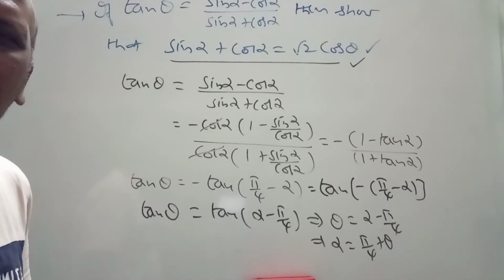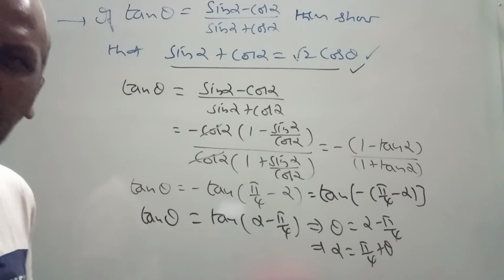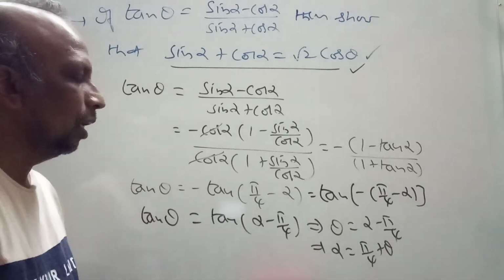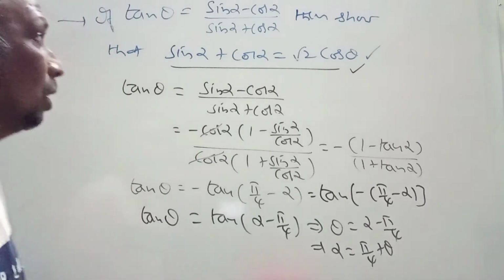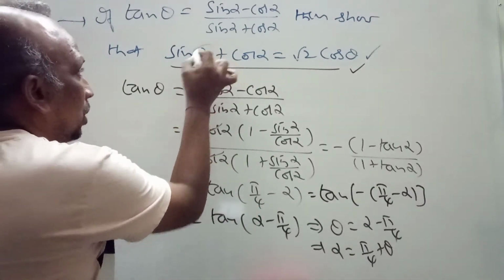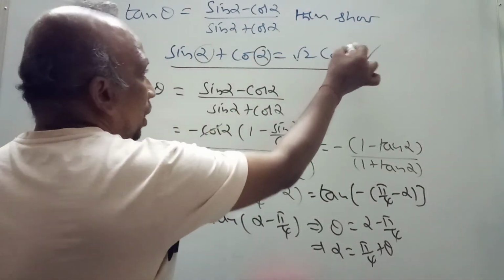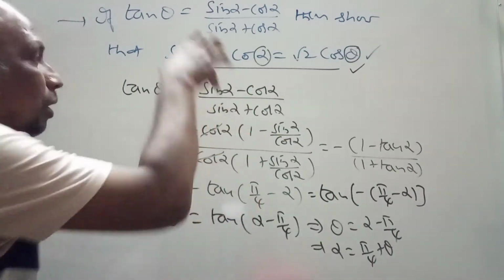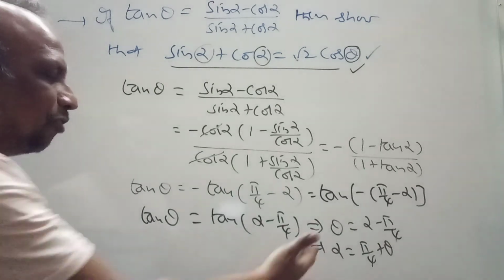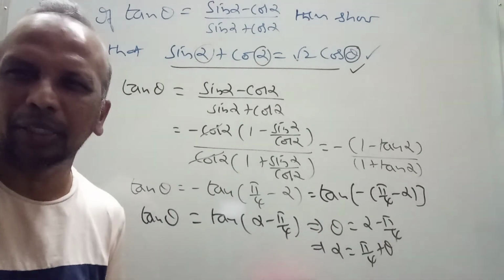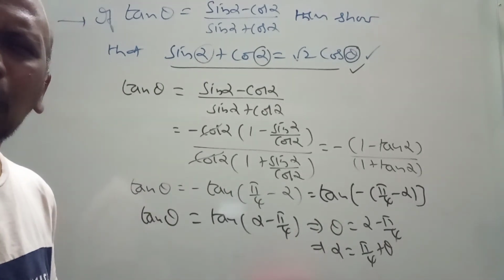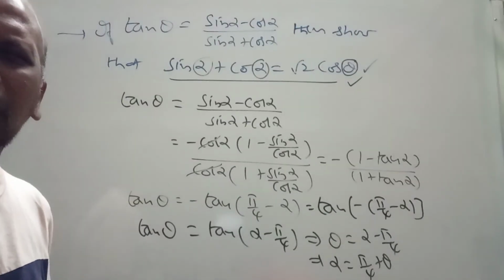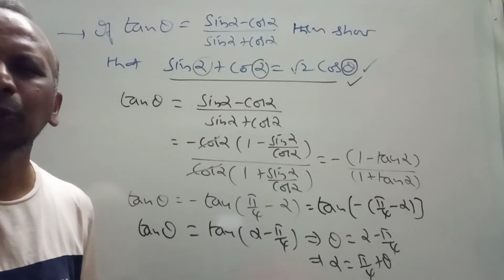So why did I get this? Alpha is equal to pi by 4 plus theta. Why have I taken the alpha value? Because on the left hand side alpha is there, but on the right hand side we have theta. I don't want alpha on the right hand side, so I find the alpha value and replace it there, right? So after finding alpha equal to pi by 4 plus theta, I am going to substitute this value.